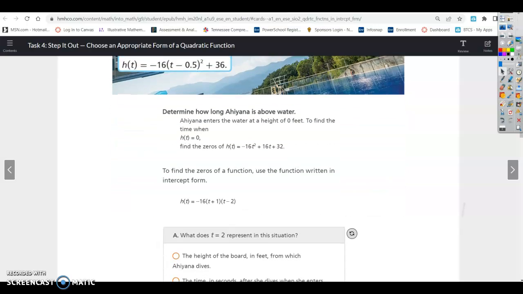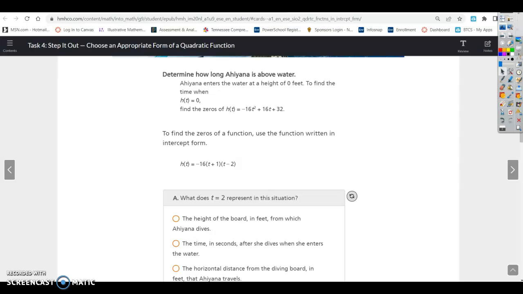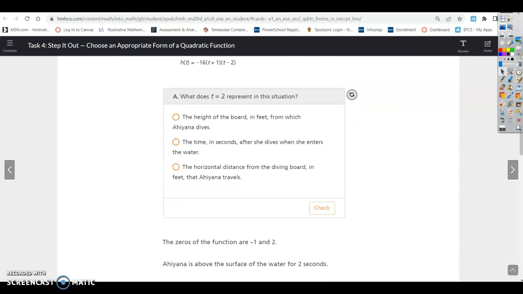All right, so it says to find the zeros of the function, use the function written in intercept form. So what they did was they took the standard form, they rewrote it in intercept form, and to find the zeros, this would be -1 and +2. Remember, from factored form or intercept form, you can easily find the zeros. And since we're looking at when she hits the water, which is at height 0, that's why we plug in 0 for that function. All right, so it says, what does t equals 2 represent?